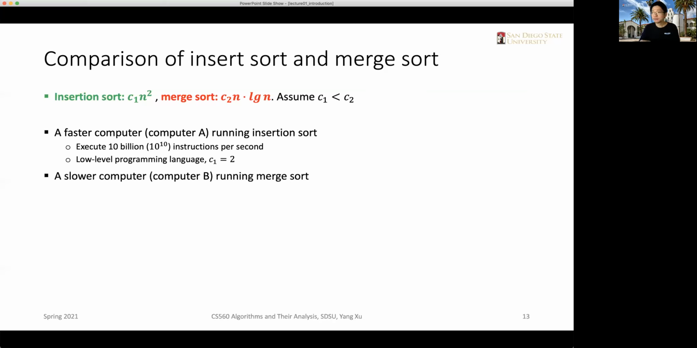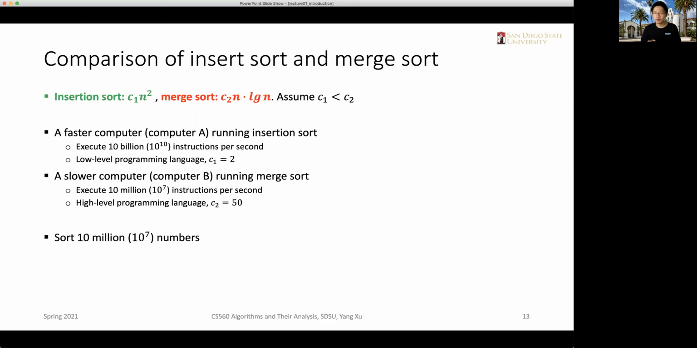And we also give some disadvantage to the merge sort. We let it run on a slow computer, which only executes 10 million instructions per second, which is 10 to the power of 7. That's basically 1,000 times slower than computer A. We also implement the algorithm with a high-level programming language, which gives a very large C2. C2 is 50. So that's a very unfair comparison so far.